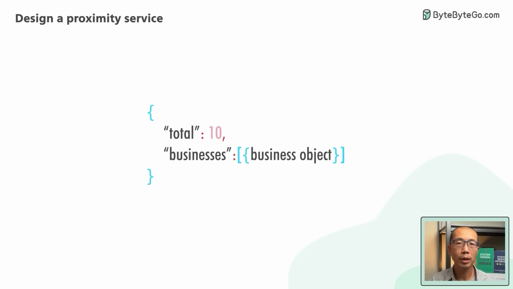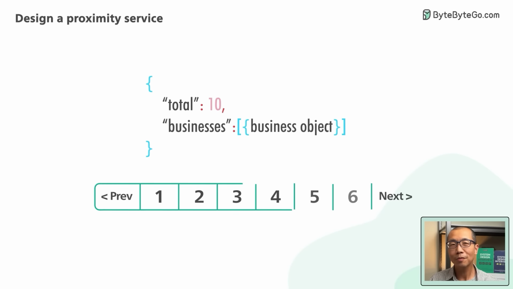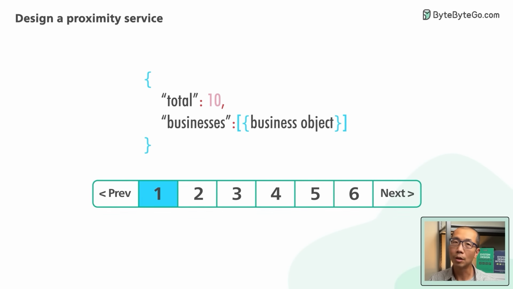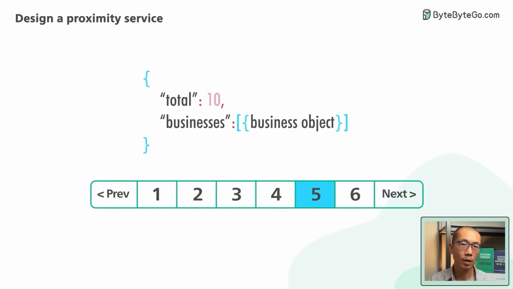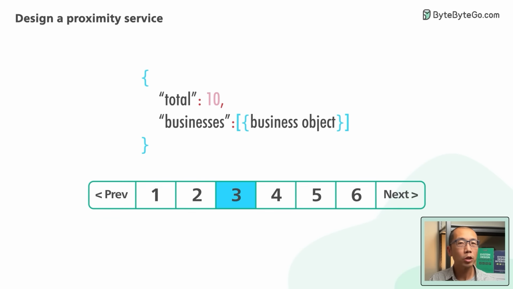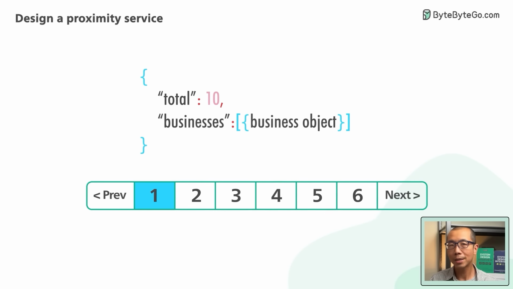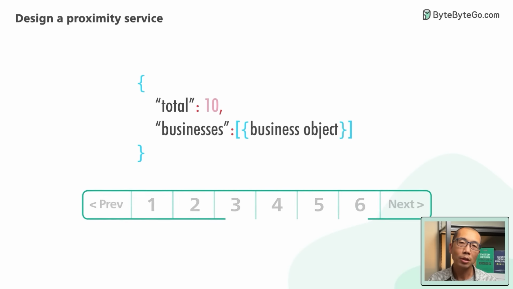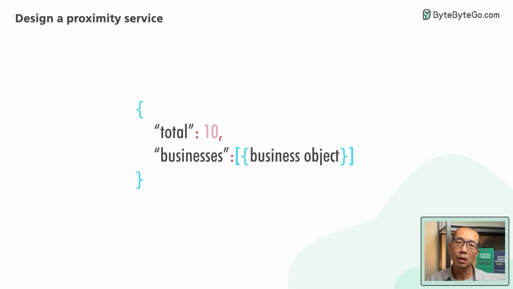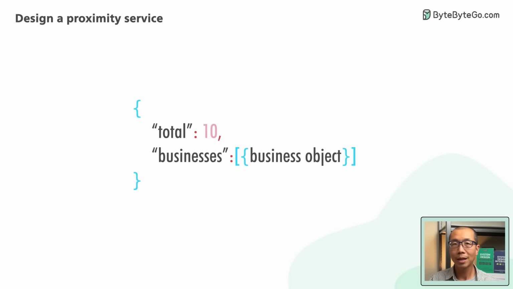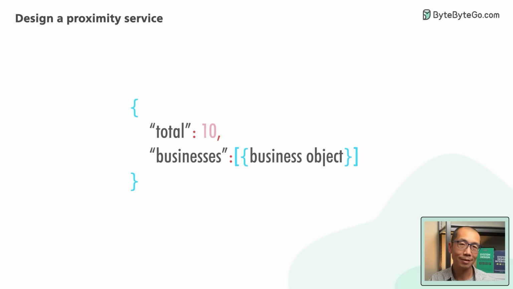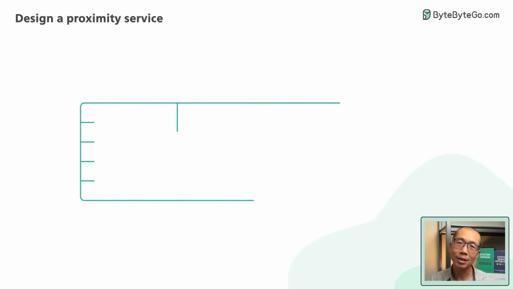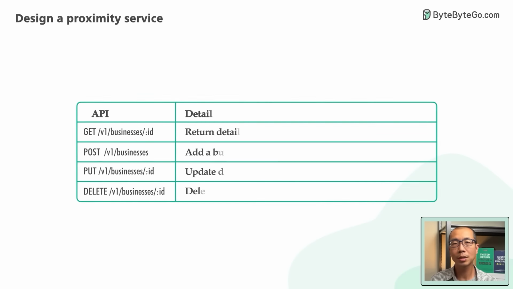2 points to note here. First, we simplified the API for this short video by omitting pagination. In real life, though, we should include pagination in the API design. Second, the business objects in the API response contain just enough information to render the search result. It does not include enough information to render the detail page for a business. To render the business detail page, another API endpoint is needed.